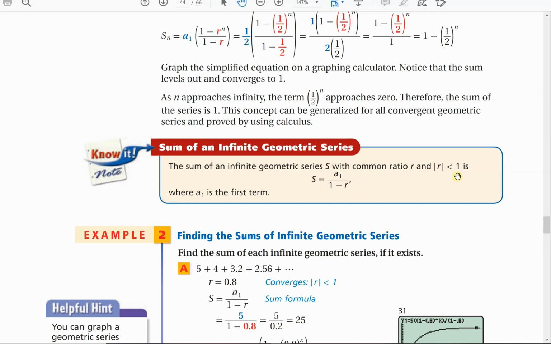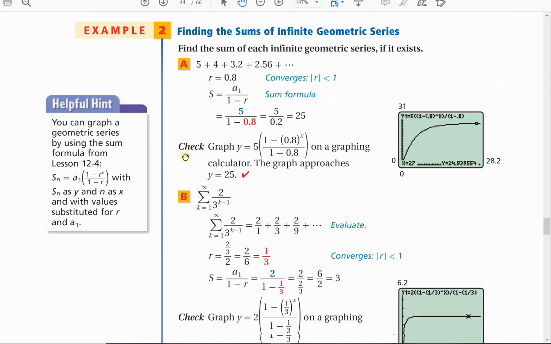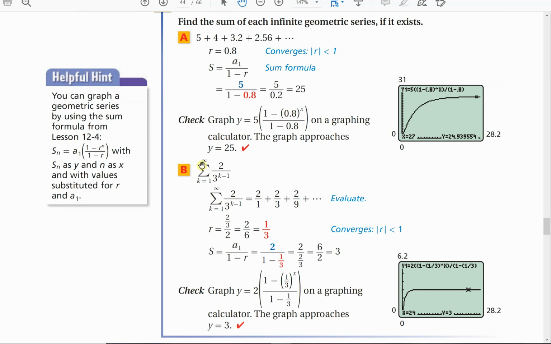If you converge, if r is less than 1, then you can find the total sum of the series just by taking the first term and dividing it by 1 minus the ratio. So if we look here at example number 2, part A, 5, 4, 3.2, 2.56, r is 0.8, so it converges. Therefore, I'm going to take my first term, 5 divided by 1 minus 0.8, or 5 divided by 0.2, it's 25. And if you were to plug this into your calculator and graph it, you would find that, yes, it's starting to approach 25.